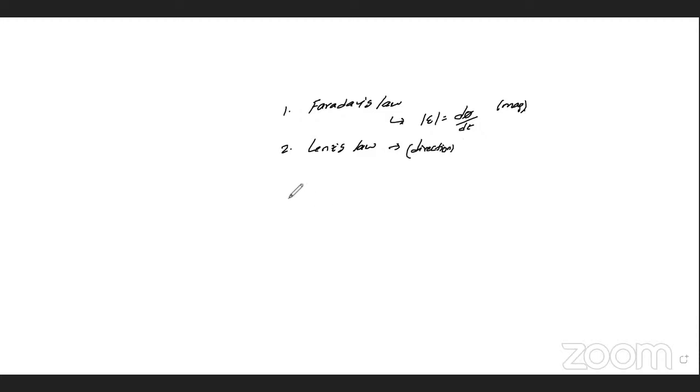And after that we have seen your methods to induce EMF. There are three methods. First one is your changing magnetic field. Second one is changing area. This is what we discussed as motional EMF. And third case is change in orientation of the coil. So these are the three methods which we have discussed in the last class.